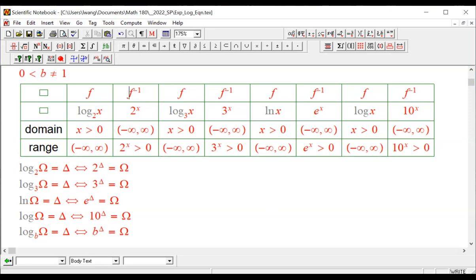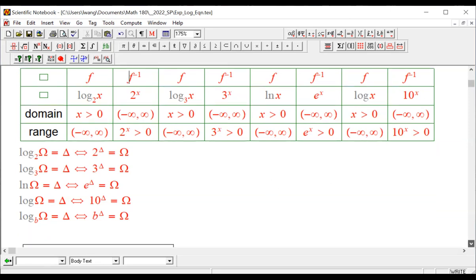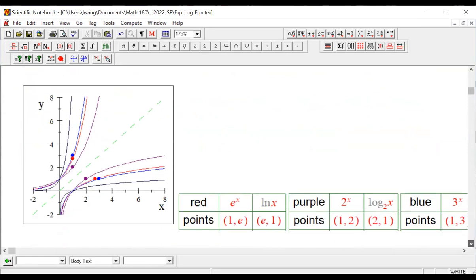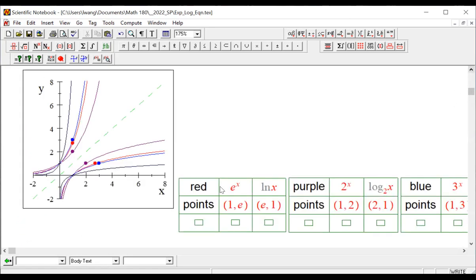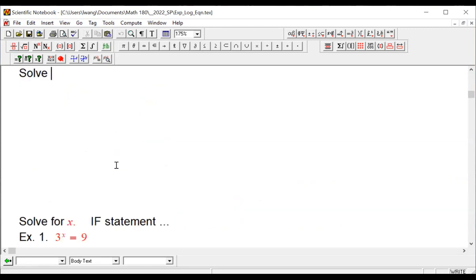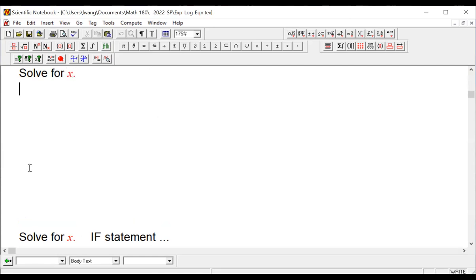So once we're clear about these relationships, next we're going to look at some equations. These kinds of equations are typically titled solve for x. You may like to look at the homework questions I have there. Let's look at some homework questions.